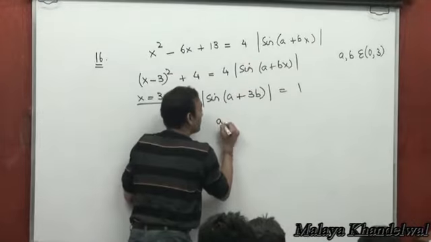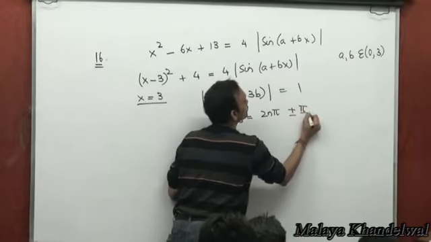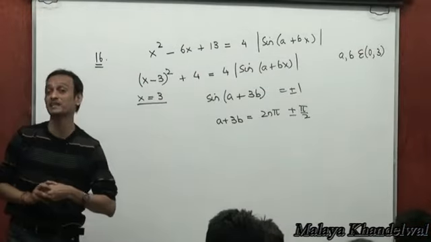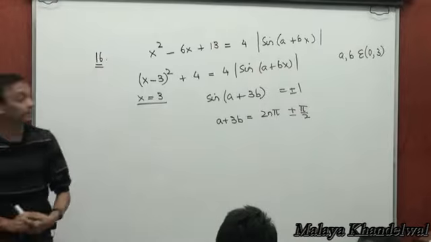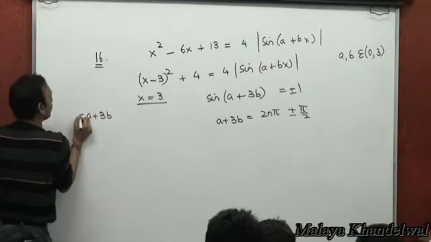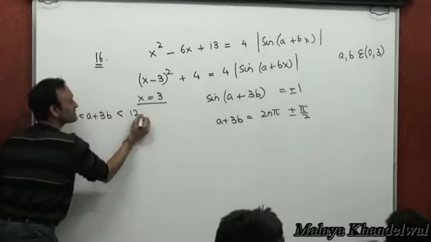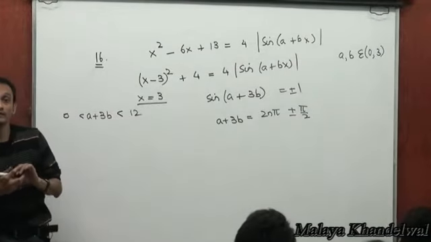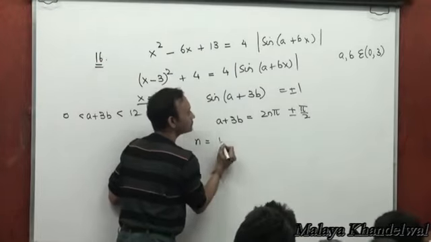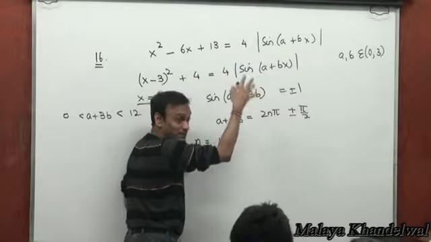That means a plus 3b must be 2n pi plus minus pi by 2, because this would be either plus 1 or minus 1. That means a plus 3b would be 2n pi plus minus pi by 2, right? And a plus 3b, given that a and b belong to 0 to 3, will always be greater than 0 but less than 9 plus 3, 12, less than 12, right? Now, if you put n equal to 1, for example, then don't take the minus sign, take the plus sign, because we are looking for the larger values of a plus 3b, the maximum value of a plus 3b.